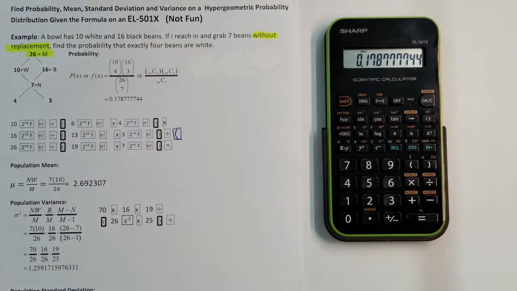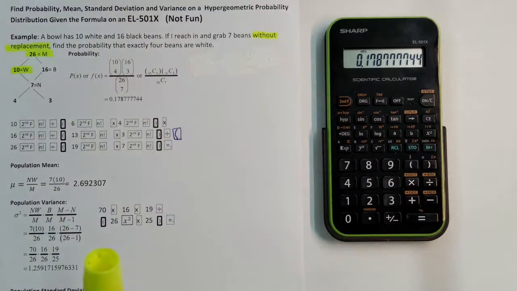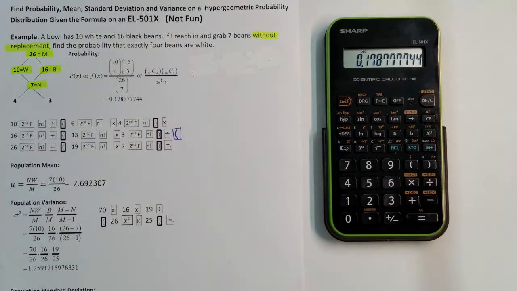So notice, 26 we're going to call M, 10 we will call W, 16 is B, and 7 is N. So these numbers are not universally accepted. These are numbers I'm particularly using, and these are numbers we're going to be using for population. For population, you use everything above this line. For probability, you have to go one step further. But for population, you just use these guys.